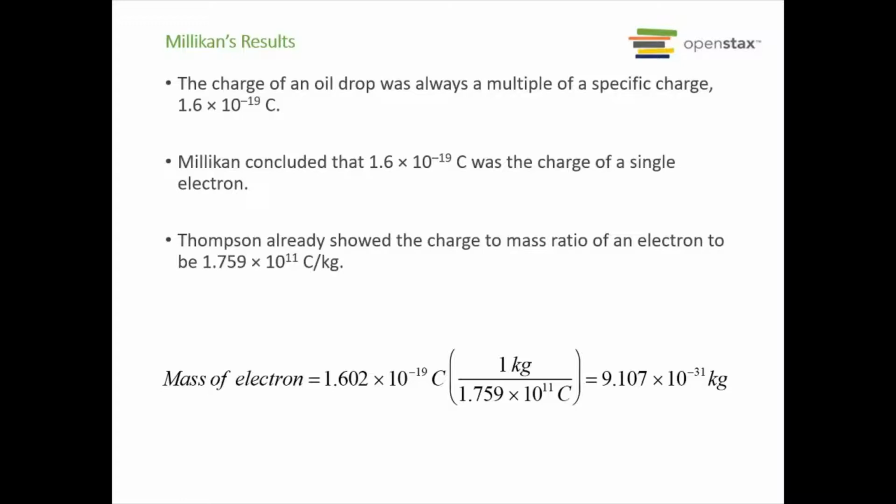And then J.J. Thomson had shown that the charge to mass ratio of an electron was 1.759 times 10 to the 11th coulombs for every 1 kilogram. And in chapter 1, we started doing conversions. He did a simple conversion. He took this charge that he found and multiplied it times 1 kilogram for every 1.759 times 10 to the 11th coulombs. And he was able to find, you see coulombs cancel, we're left with kilograms, that an electron weighs 9.107 times 10 to the negative 31st kilograms.